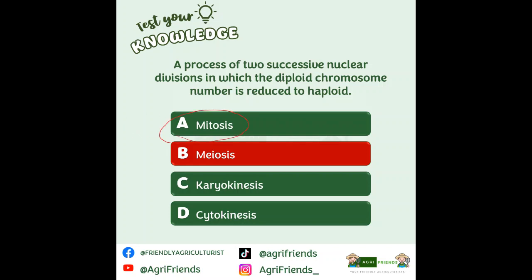So, mitosis involves one cell division producing two identical diploid daughter cells. Karyokinesis is the step during cell division where the nucleus divides to form two daughter nuclei. Cytokinesis is a process of cell division which divides the cytoplasm of a parental cell into two daughter cells. So, cytokinesis occurs in both mitosis and meiosis.